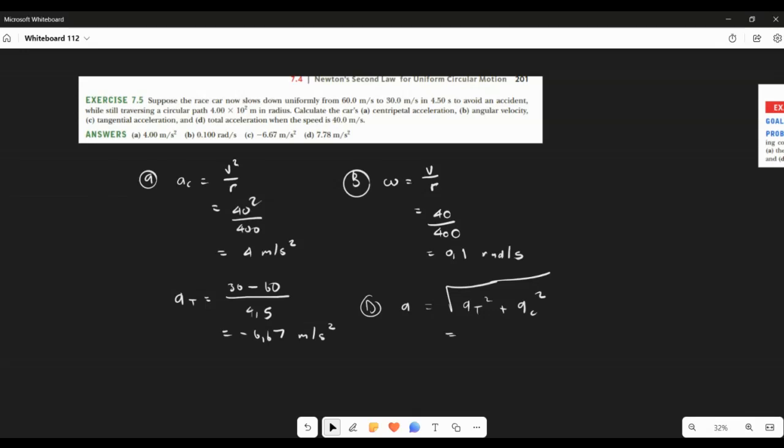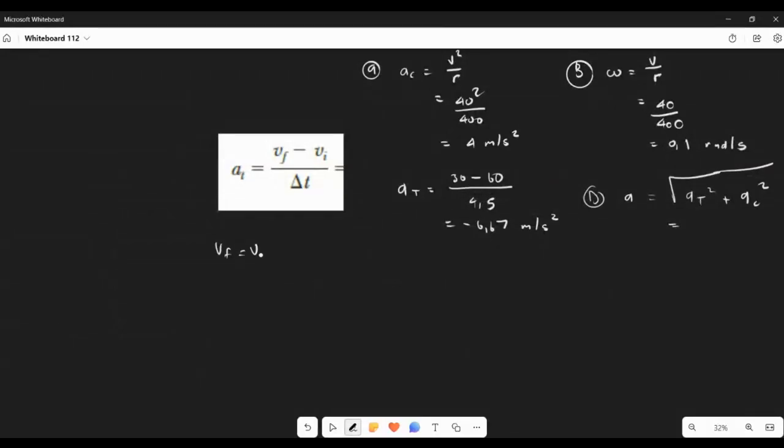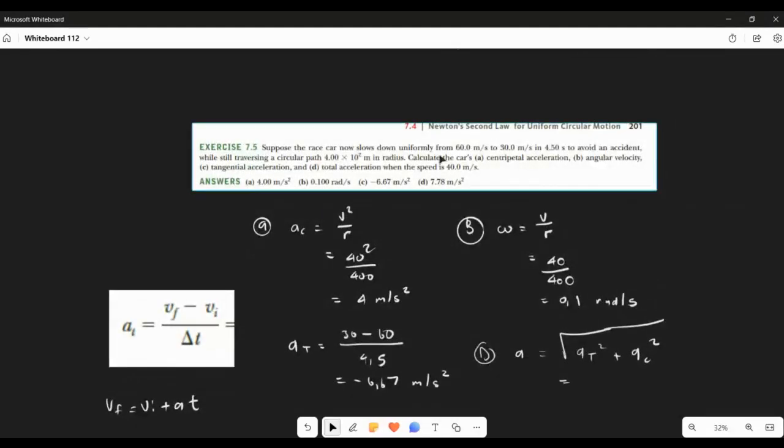Sir, can you please show the original formula for AT? Okay, so it's basically your change of velocity over time, Afrika. It's your standard formula, man. It's not something new. Nothing is new. It's this one: your VF equals VI plus AT. Obviously, in this case, it's negative. Remember, it's slowing down from 60 to 30. So our final in this case is 30 and our initial is 60. Is that clear? Yes, I just did 60 minus 30 and then the answer came out positive.